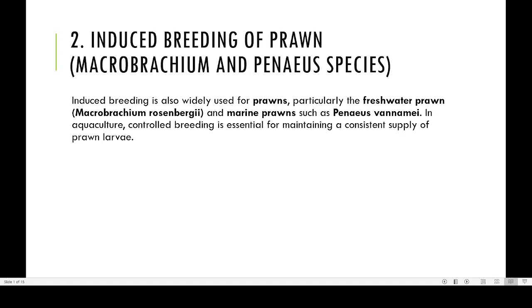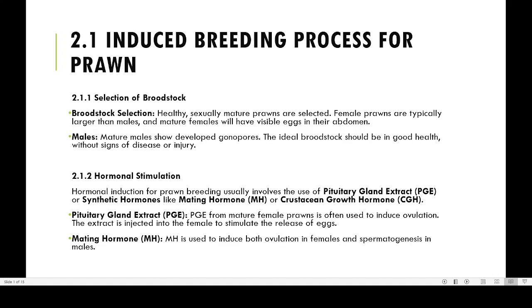Freshwater prawn is scientifically known by the name Macrobrachium rosenbergii and Penaeus vannamei. Vannamei is another prawn known as a marine prawn. So these are the two common prawns which are used in prawn aquaculture or prawn breeding. So induced breeding process of prawn.